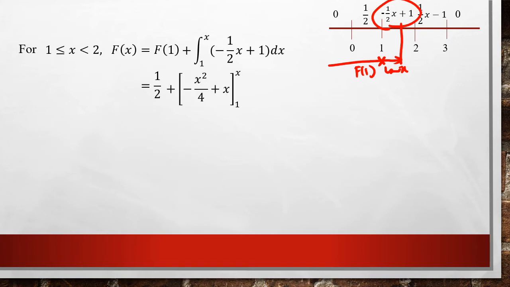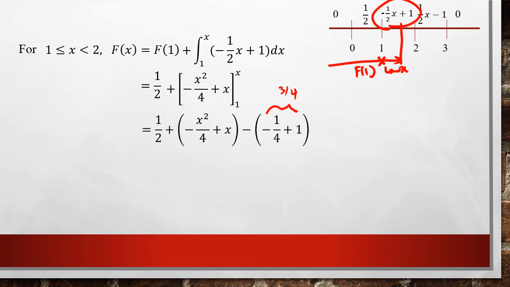Plus, integrating negative 1 over 2 x gives negative 1 over 4 x squared, and then plus x, and we substitute x and 1. So we get negative x squared over 4 plus x, minus negative 1 over 4 plus 1. This part is equal to 3 over 4. So 1 over 2 minus 3 over 4 is equivalent to negative 1 over 4. So we have negative x squared over 4 plus x minus 1 over 4.